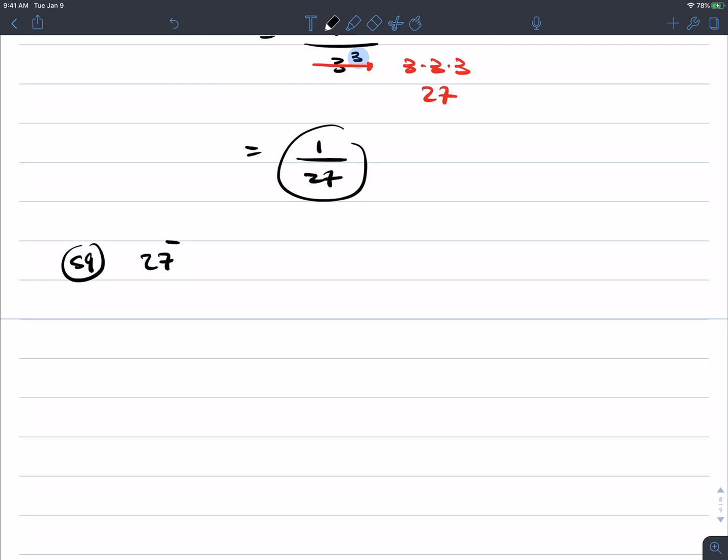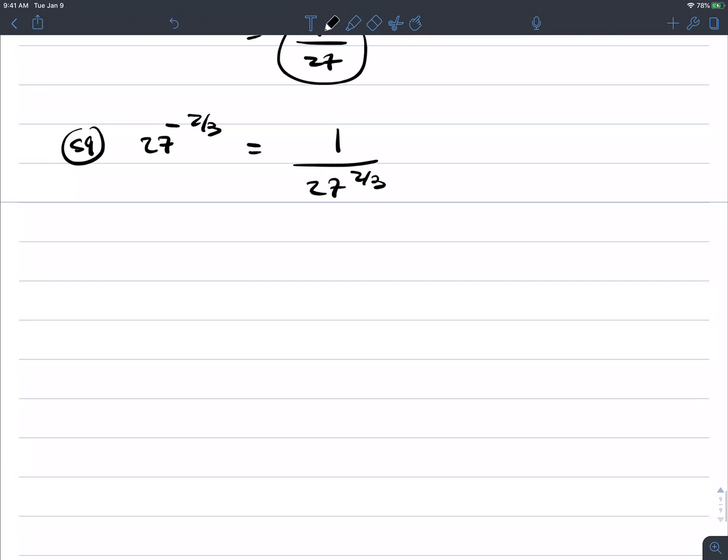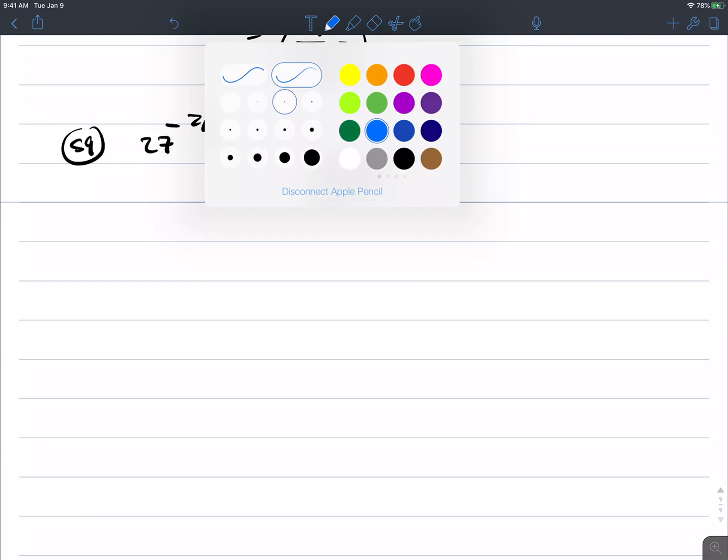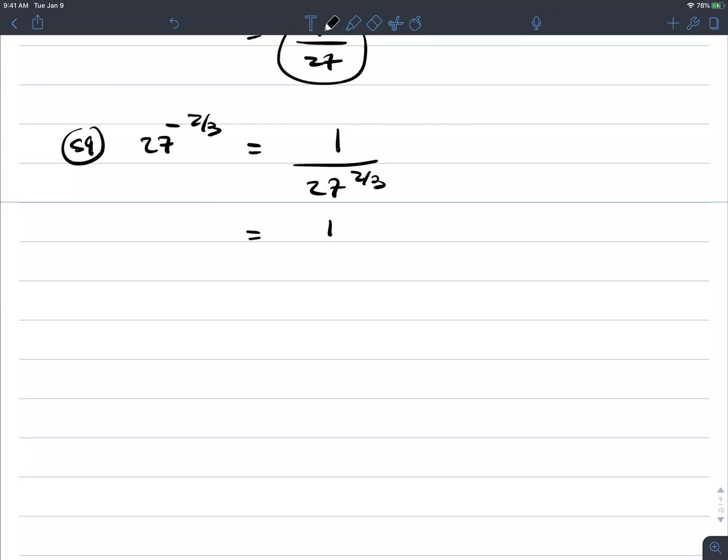Number 59: 27 to the minus 2/3. That's 1 over 27 to the positive 2/3. So we're going to use the definition. 1 over, what's the power on the outside going to be? 3? What's the numerator? Is that 2? So the power is 2. Then don't forget, we have the cube root of 27. That 3 is in my denominator position, so that's my index. You guys okay with that?